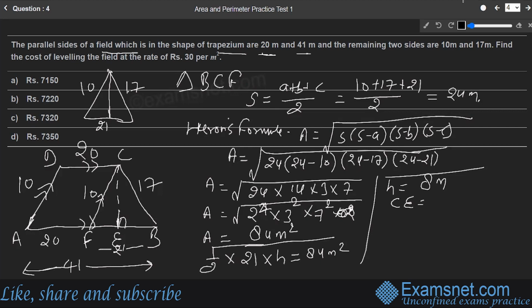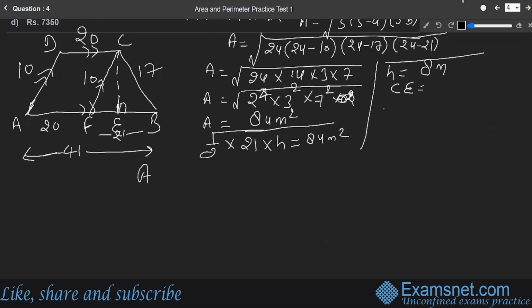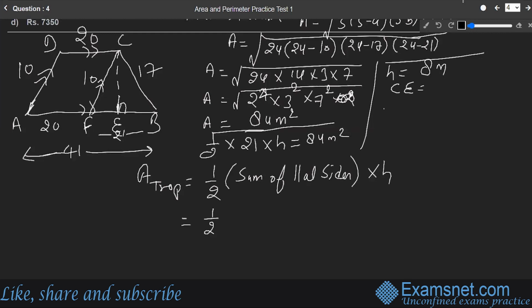We have got the length of the parallel sides also. So clearly we can apply the formula for the area of a trapezium. The area of a trapezium is half of the sum of parallel sides into height. So we have the lengths of the parallel sides, so it is going to be half of 41 plus 20, into height.